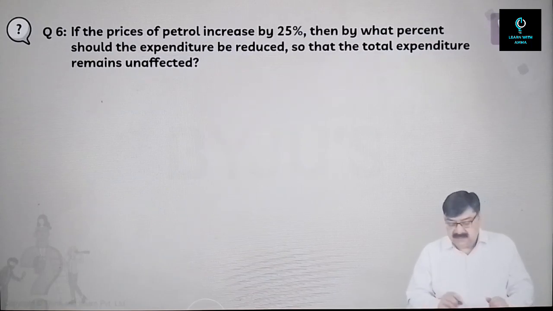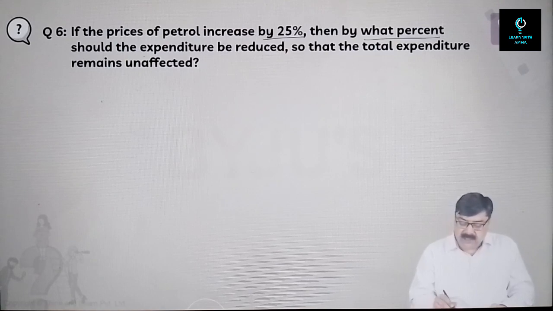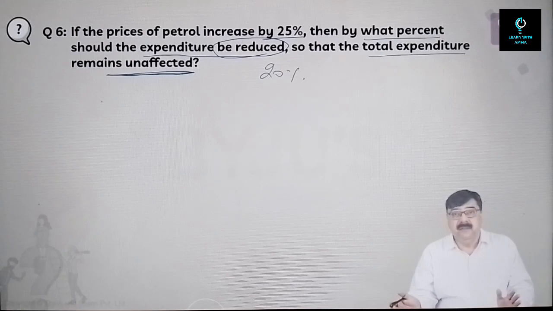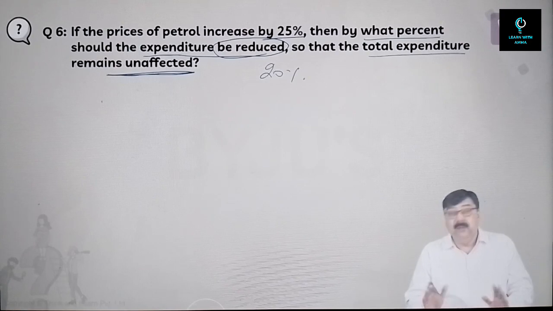Alright, let's solve this fast. If the prices of petrol increases by 25%, then by what percent should the expenditure be reduced so that the total expenditure remains unaffected? 20%. This is an examination question which appeared in CSAT. Now you see, if you memorize these pairs, 25% and 20%, 50% and 33.33%, you will be able to solve these questions really fast.